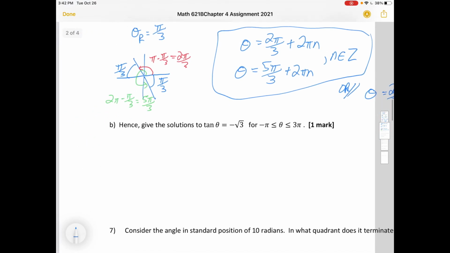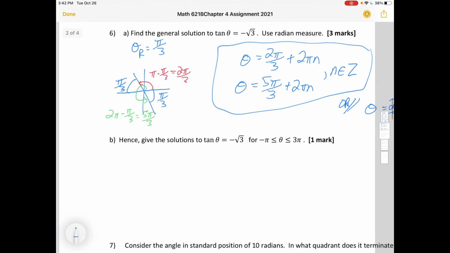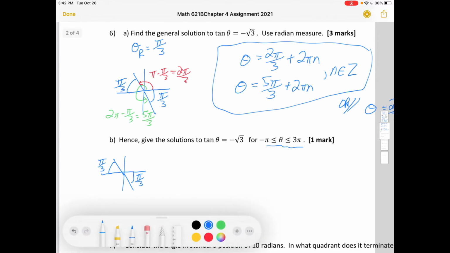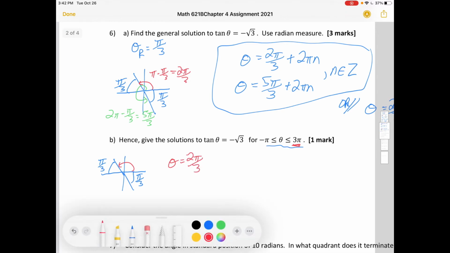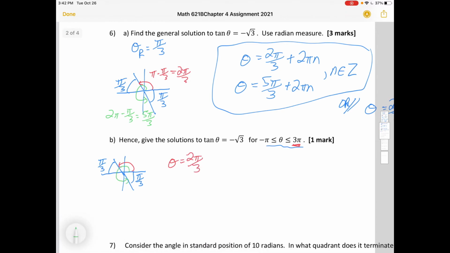All right, now give the solutions to the exact same equation, but on a specific domain. So if I think about the pictures of the solutions that I just gave, there's pi over 3, there's pi over 3. Okay. What are we going to call these? Well, I'm allowed to go up to 1.5 revolutions in the positive direction. I'm going to run into an answer of 2 pi over 3. I'm going to run into an answer of 5 pi over 3.